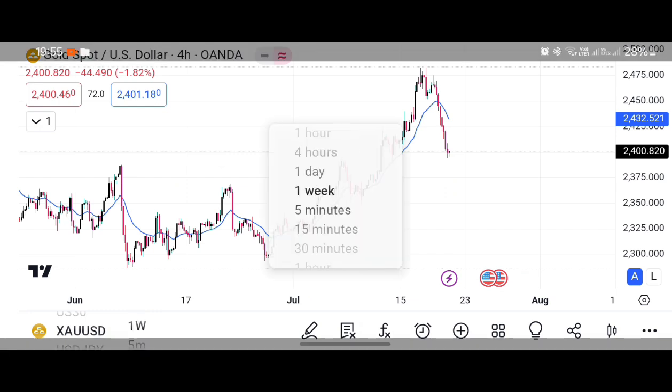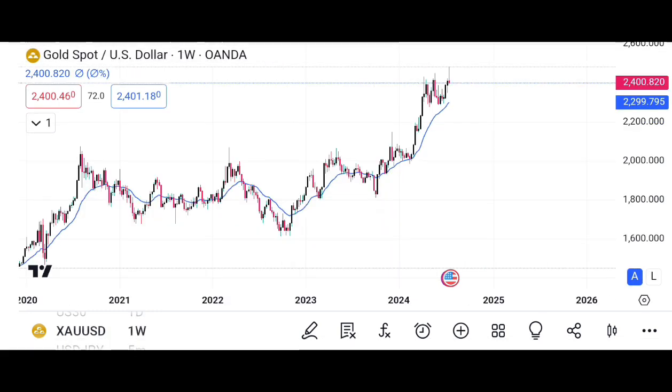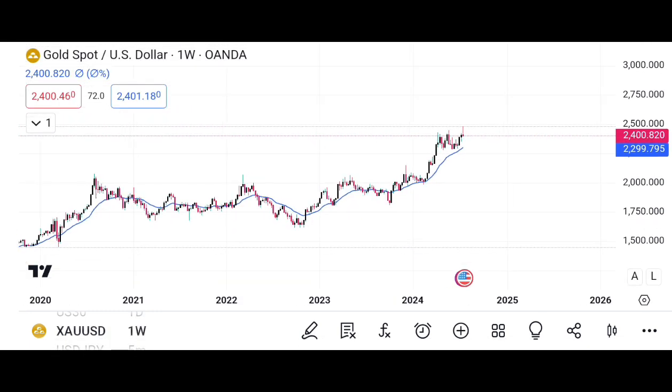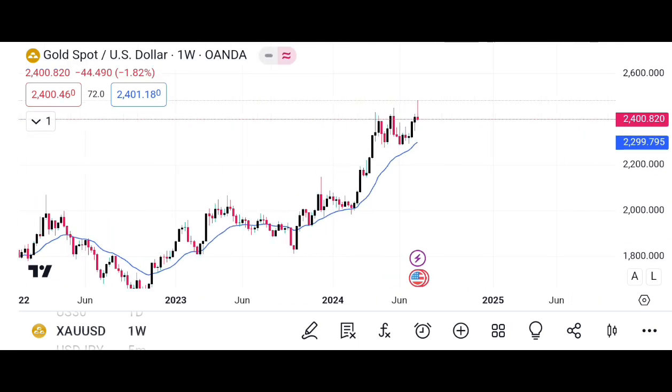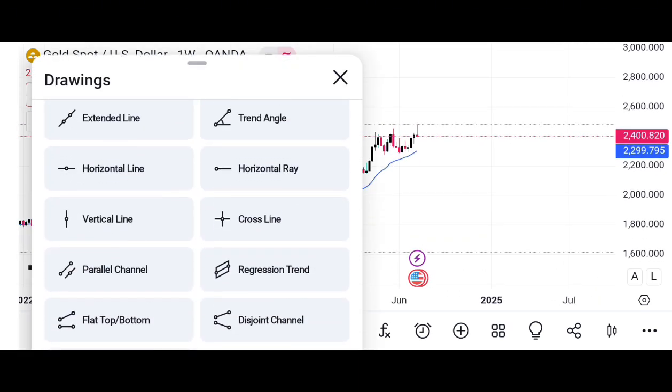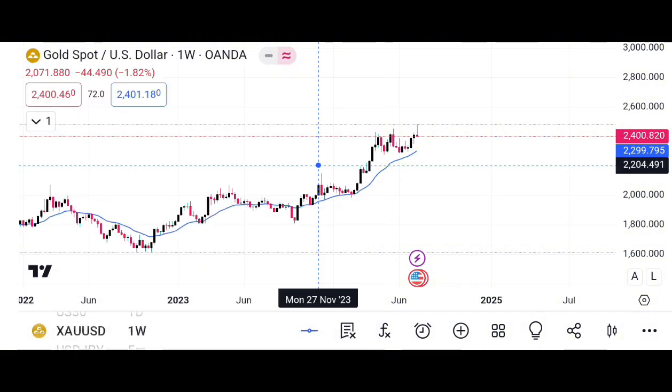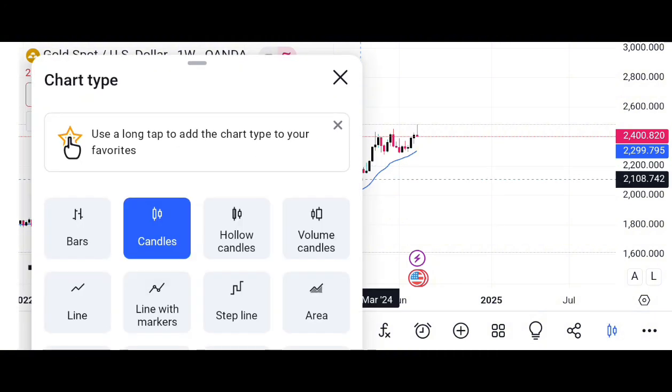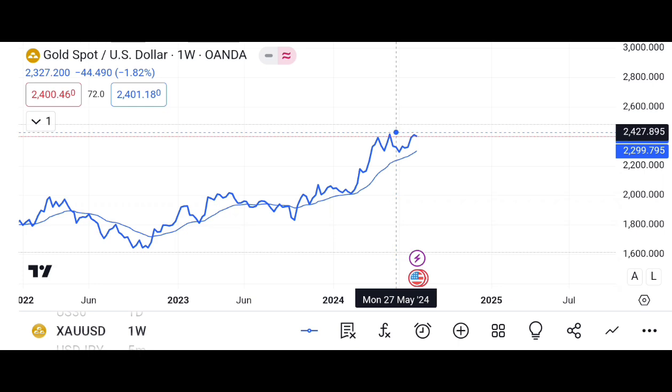First, weekly time frame. Line chart mode. Kind of a triple top that we see.